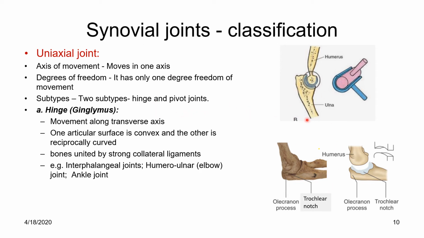In this picture, we are seeing the hinge joint, which is also known as ginglymus. The movement will be along the transverse axis. One articular surface is convex and the other is reciprocally curved. Bones are united by strong ligaments. Example is what you are seeing here, the humero-ulnar joint or elbow joint. The other examples are the ankle joint and interphalangeal joints.